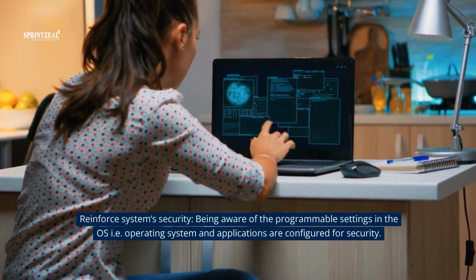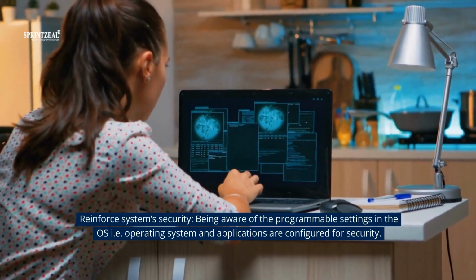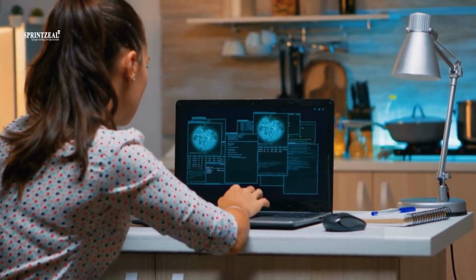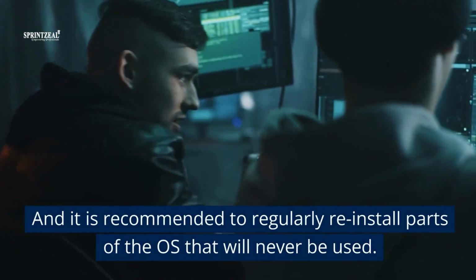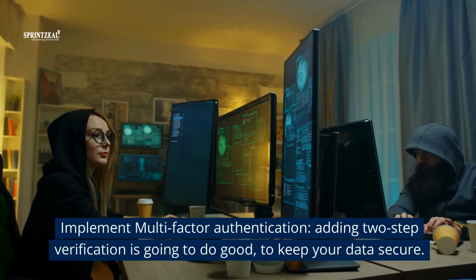Reinforce system security. Being aware of the programmable settings in the OS, i.e. operating system, and applications are configured for security. And it is recommended to regularly reinstall parts of the OS that will never be used. Implement multi-factor authentication.